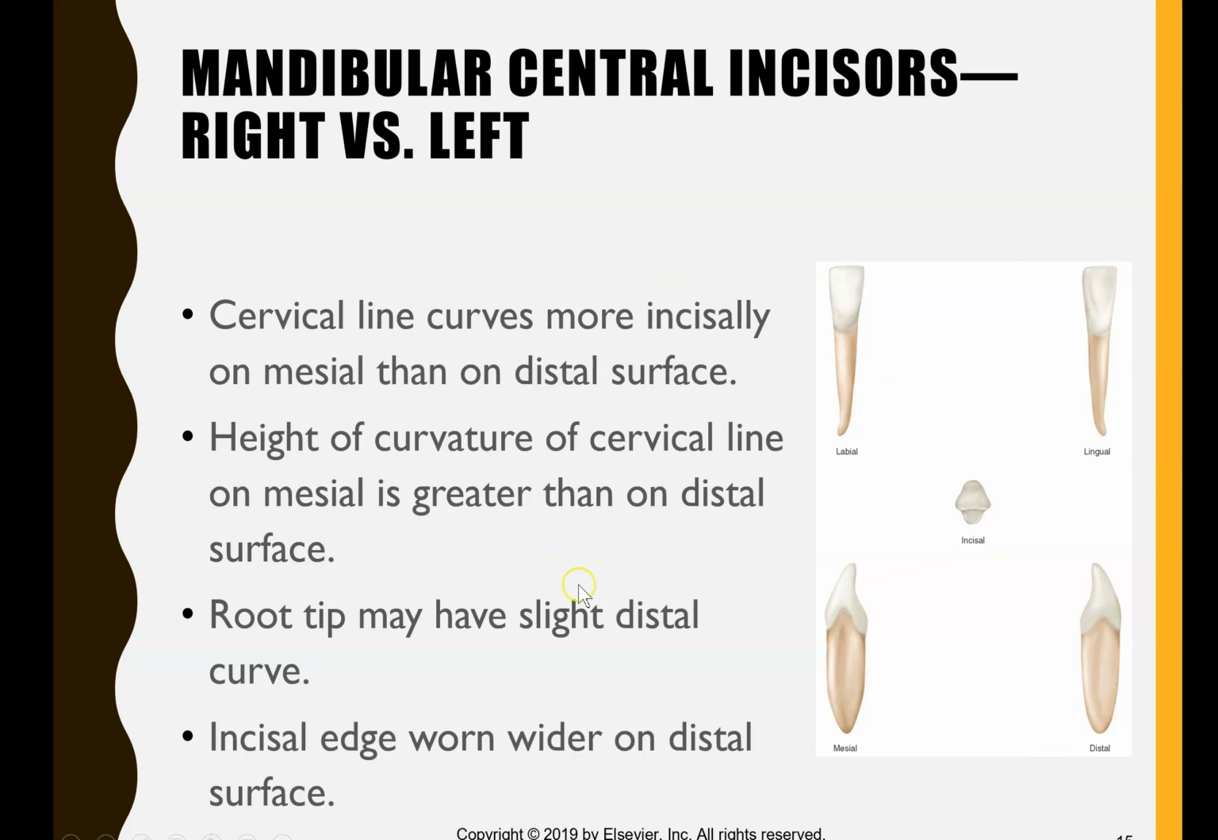But again, you've got to look really closely, and if you look really closely, you can actually see the mesiofacial line angle and then a slight curve on the distal. You can also look at the root, and the root curves more on the distal. You can also look at the CEJ, the cervical line. This is also known as the cervical line or the CEJ. You can see that the height of the curvature is more on the mesial compared to the distal. And the root tip does have a slight distal curve, as we mentioned.